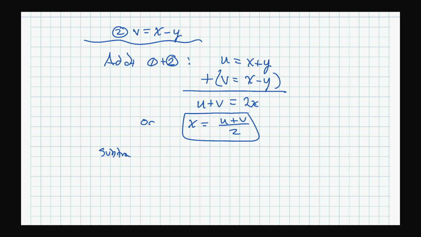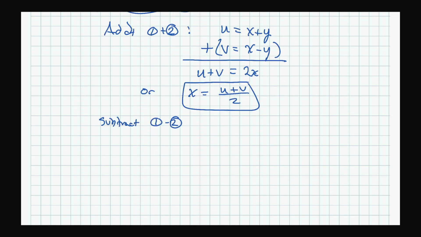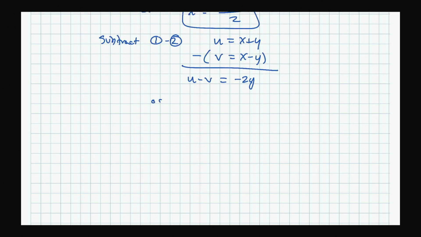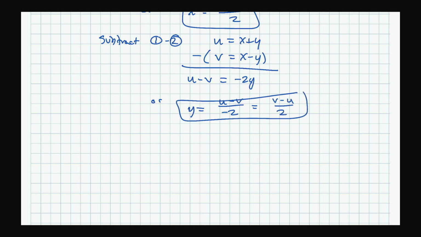All right, now we can subtract 1 minus 2. What will happen there? So we'll do u minus v equals x plus y minus x minus y. So we end up with u minus v on the left, and on the right we end up with x minus x, gone, and y minus minus y, which is going to be 2y. Divide both sides by 2, and we get y equals u minus v over 2... or rather, as stated, v minus u over 2. Okay, so we have that.